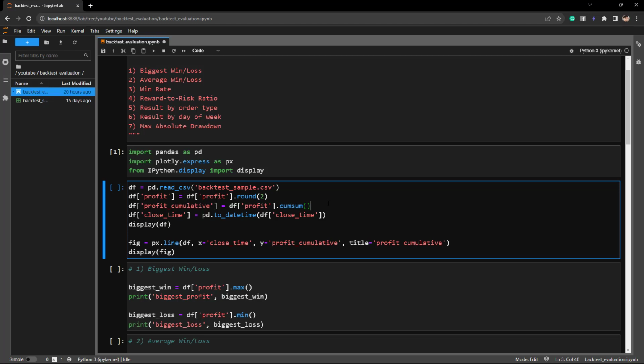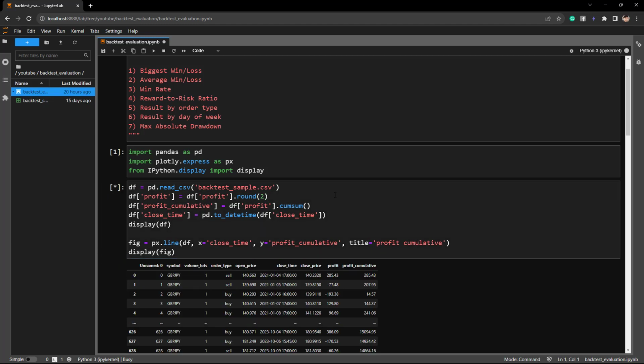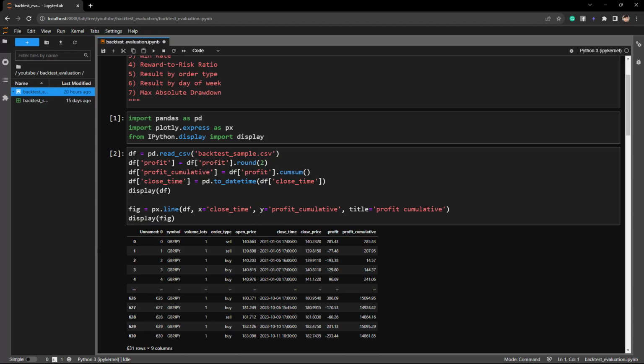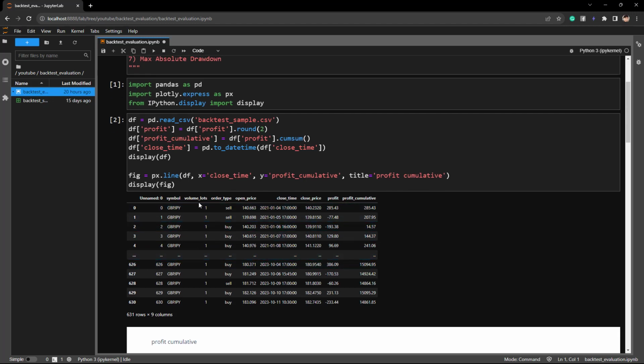What I've prepared for you guys is a backtest_sample.csv, which I will share with you on my Discord channel. So let's open this file and see what it looks like. Here you see that the backtest_sample.csv contains trade data, and these are the most important things that we need for the evaluation of the backtest. So we have the symbol, the volume, the order type, the open price, when the trade was closed, the close price, the profit, and then the cumulative profit.